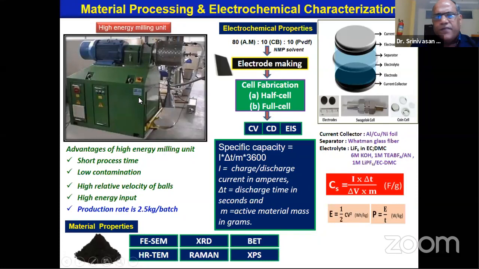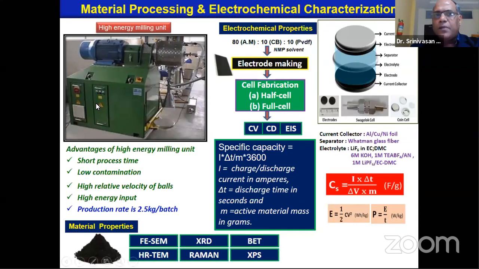So unlike the wet chemical method, we are using the solid state method for synthesizing the cathode and the anode material. When we are using the wet chemical method, there are a lot of solvents involved in that, and then handling issues, as well as these solvents are very expensive. So we want to develop the solid state method.